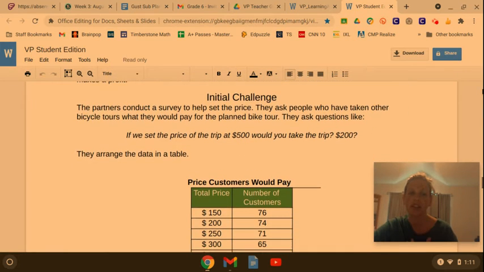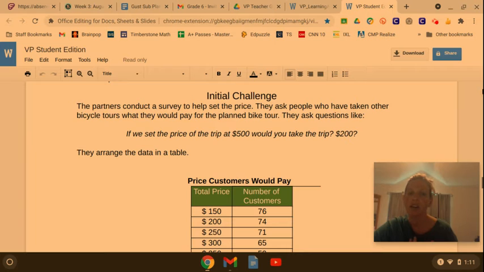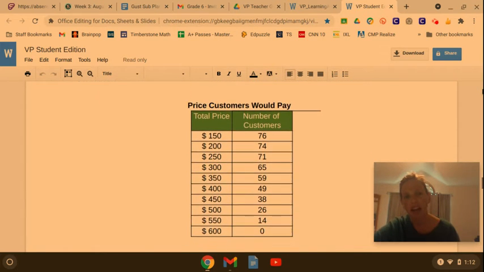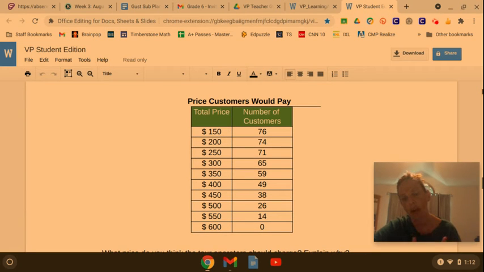It says the partners conduct a survey to help set the price. They ask people who have taken other bike tours before what they would pay for their planned bike tour. And they ask the question like this: if we set the price of the trip at $500, would you take the trip? And then they ask, would you take the trip if we charged $200? What if we charged $150? So then they arrange the data in a table.